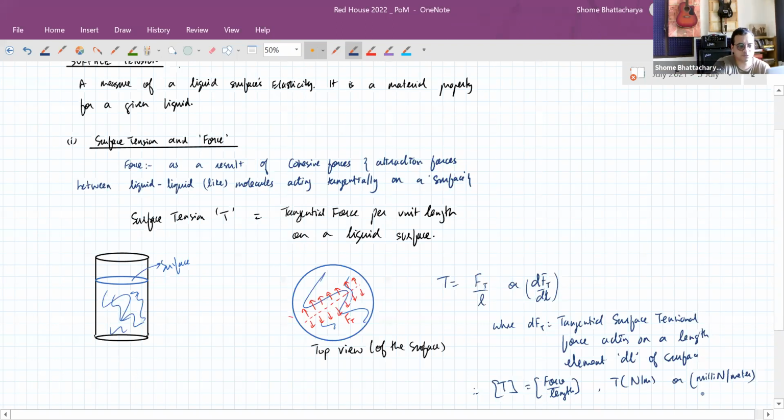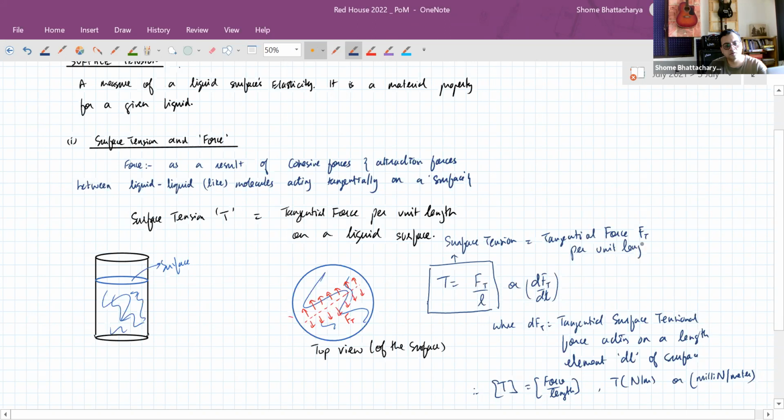So just make a note up to this point. The definition of surface tension in terms of this equation can be read like this, that surface tension equals the tangential force per unit length acting in a liquid surface.